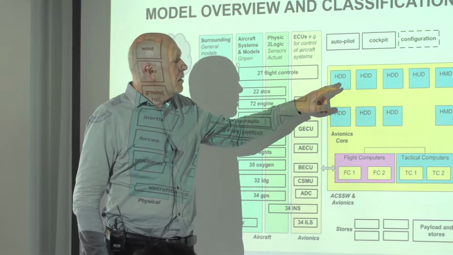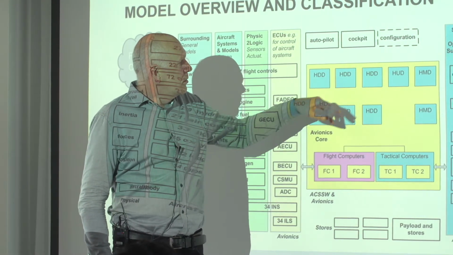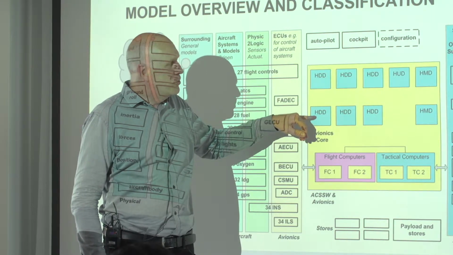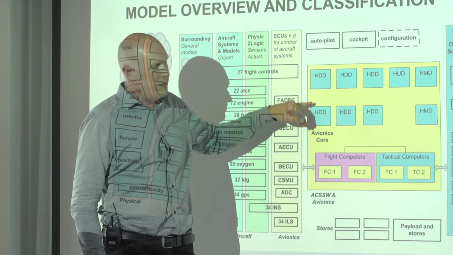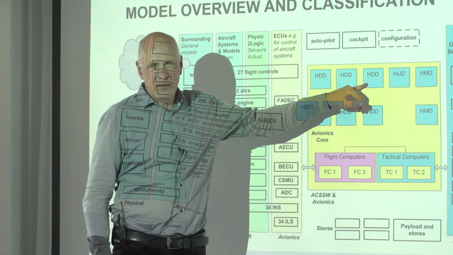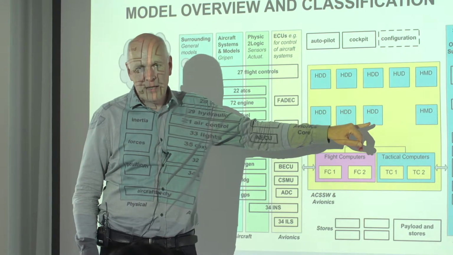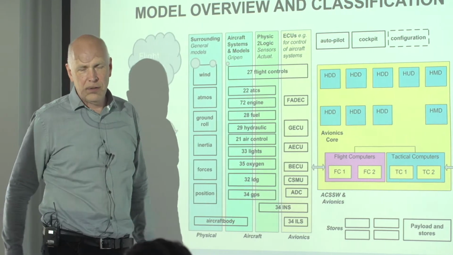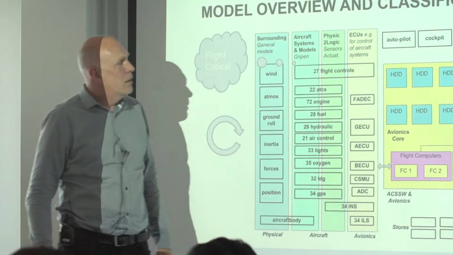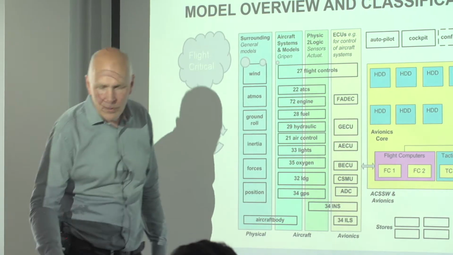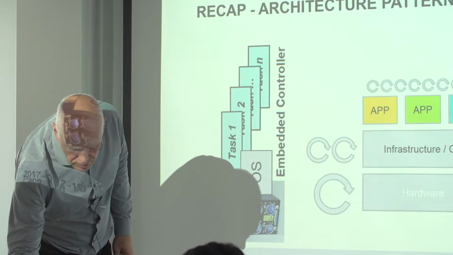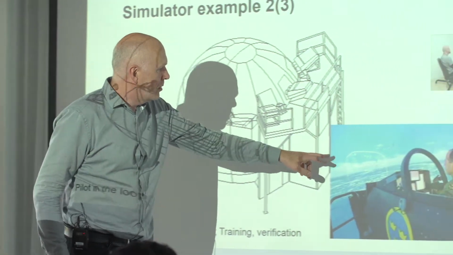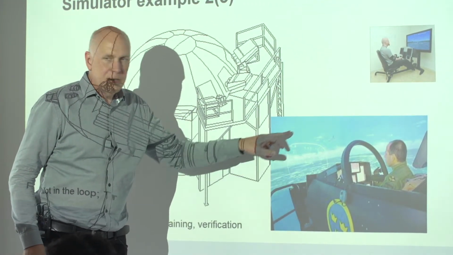What is HDD and HUD? Head down display and head up display. So this is a two-seater version of the aircraft, with 3 head down displays in the front and 3 head down displays in the back. And there is 1 head up display. Head up display is where you see the things in front of you. It's more like a dashboard. Yeah, I think you saw it on this picture here. Here you can see what the pilot sees in the head up.